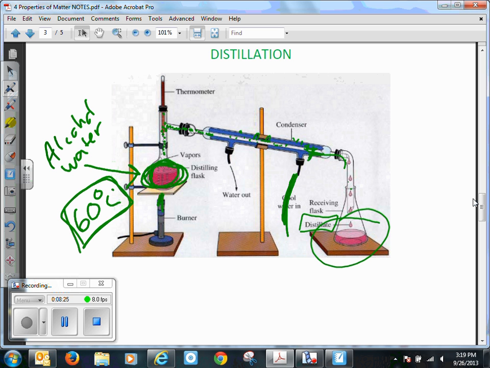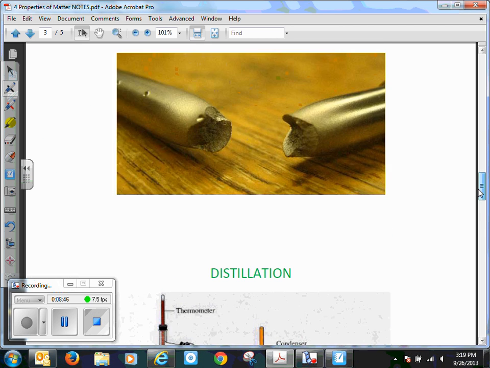So when we're done distilling, and there's no more condensation up here at that same temperature, we could say that we have separated these two substances by a physical means, using their physical property of boiling point. Would you like to do that for a lab? Yes. Okay, good, because I always wanted to and never got to do it. So we're going to do it now.